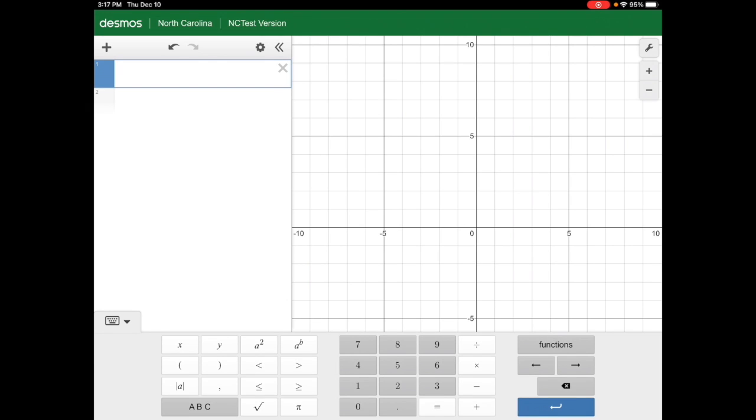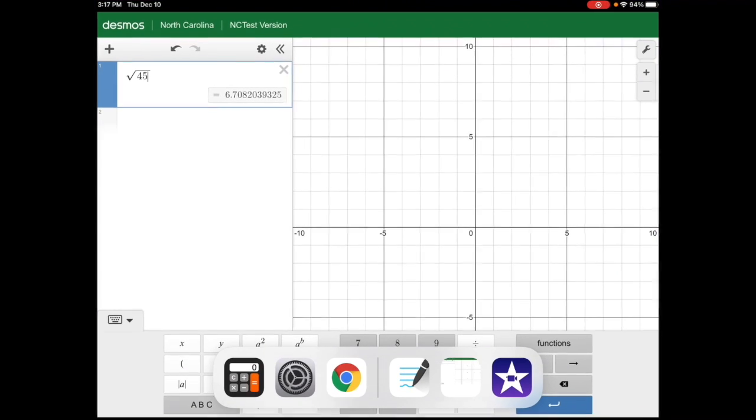Now, the other thing is, you're obviously going to have a calculator to do the square root. So just remember the square root, so we did the square root of 45, is on the keyboard. So you can easily put that in Desmos when you're using your calculator.